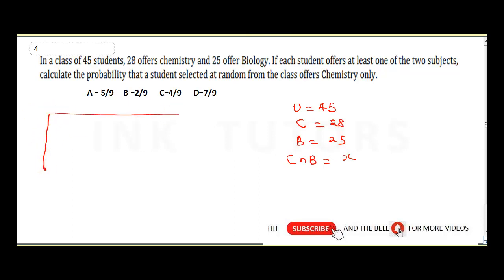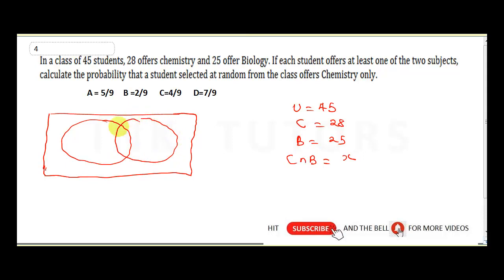So always learn to draw your Venn diagram. It's going to give you a descriptive measure of how to solve the question easily. Now remember, this is your X. This will be your chemistry and this will be your biology. So chemistry only is going to be 28 minus X, while our biology only is going to be 25 minus X.